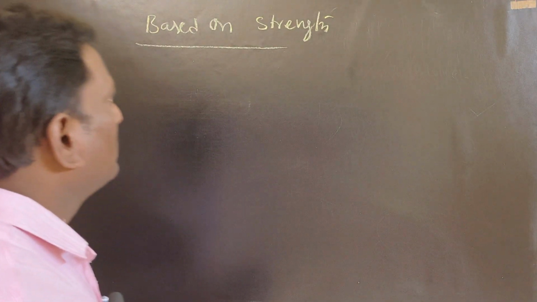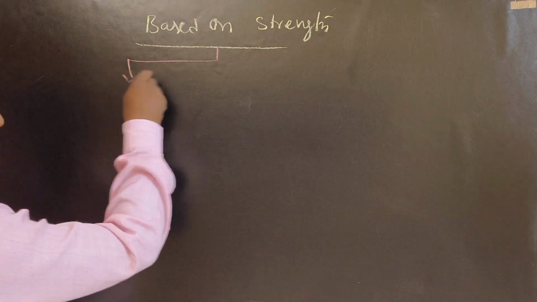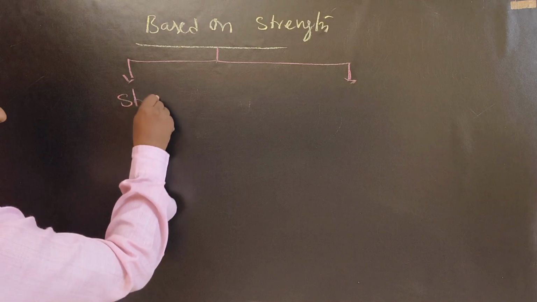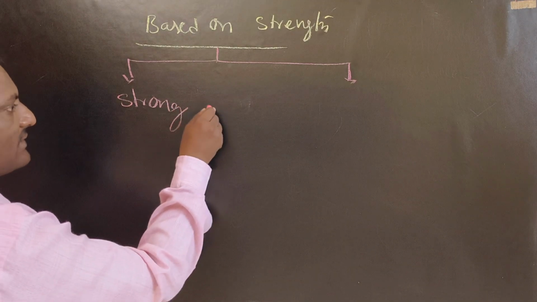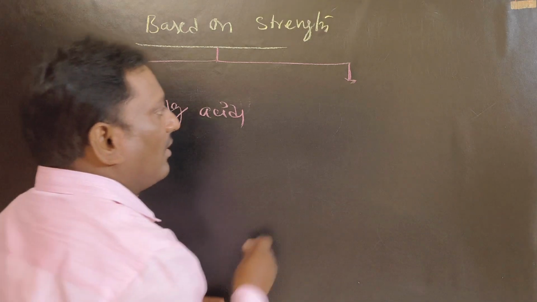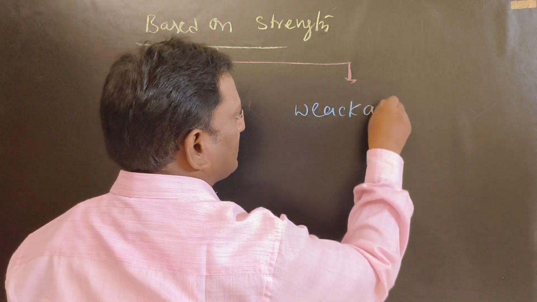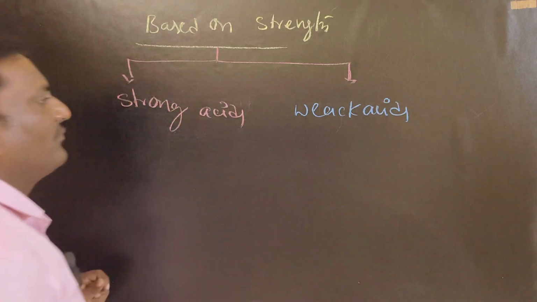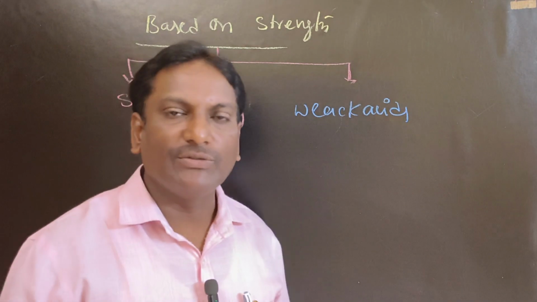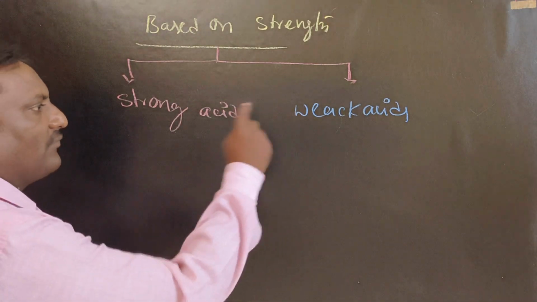Based on strength, acids are classified into two types: strong acids and weak acids.